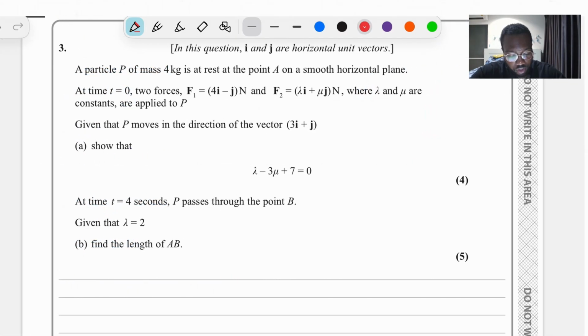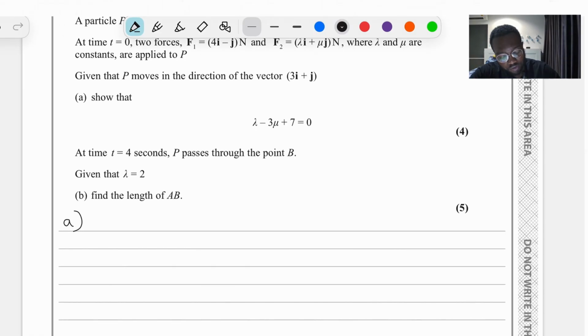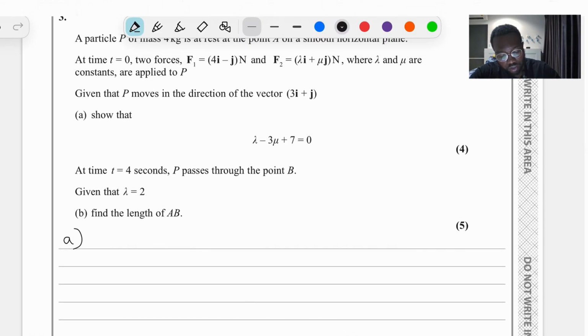Okay, for this question, we have two forces, F1 and F2. We also have a particle of mass 4 kg at rest at the point A. These forces are both applied to P, and given that P moves in the direction of the vector 3i plus j, we need to show that lambda minus 3 mu plus 7 is equal to 0. First things first, we know F1 is 4i minus j, and F2 is lambda i plus mu j, and we know it moves in the direction of 3i plus j.